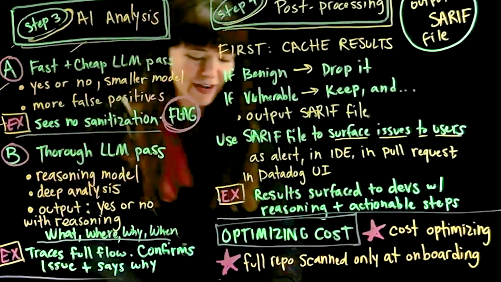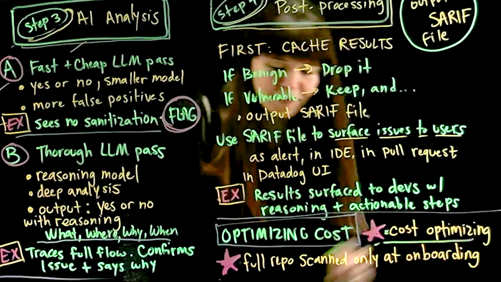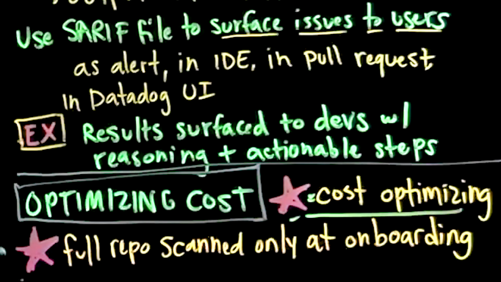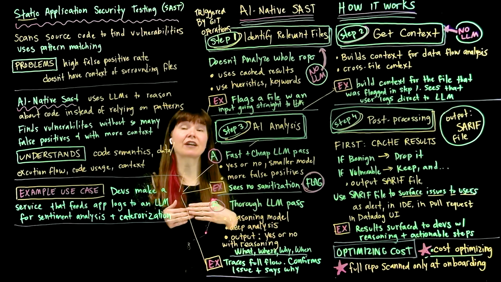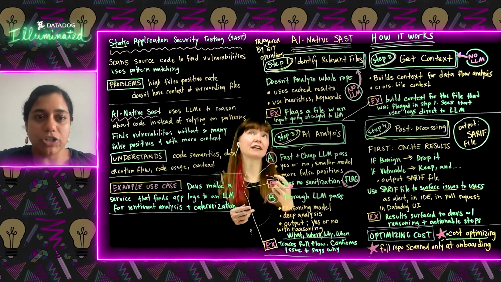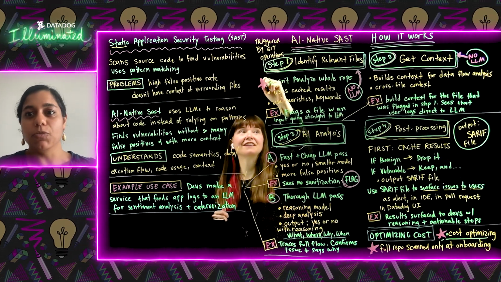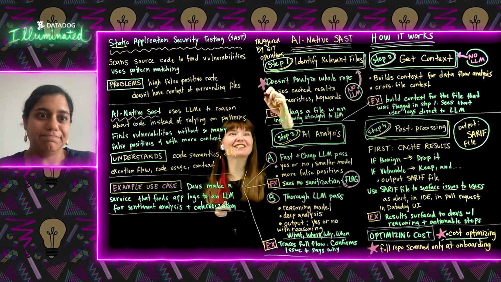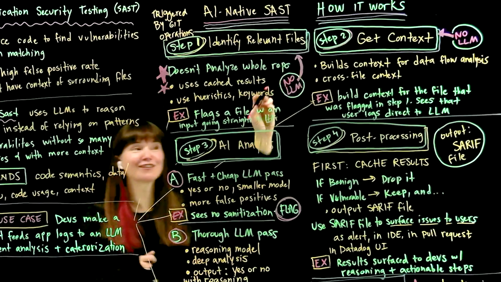Let's do a quick exercise. What I want is for a pink star to represent that something can be cost optimized. So one thing you said, full repo scan only at onboarding. That's a cost optimization step, as is triggering on just the diff, right? Don't analyze the whole repo. And really that whole step one is more or less cost optimization. Using the cached results. Cool. For these two, they get stars?